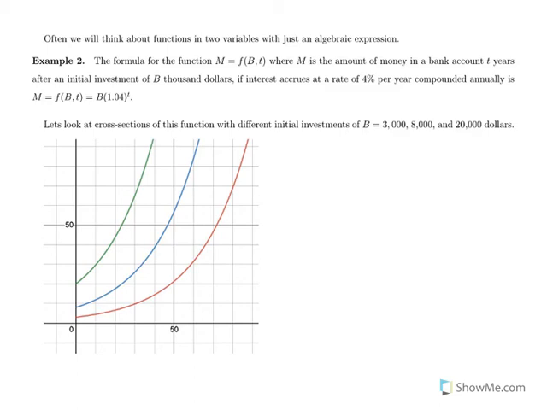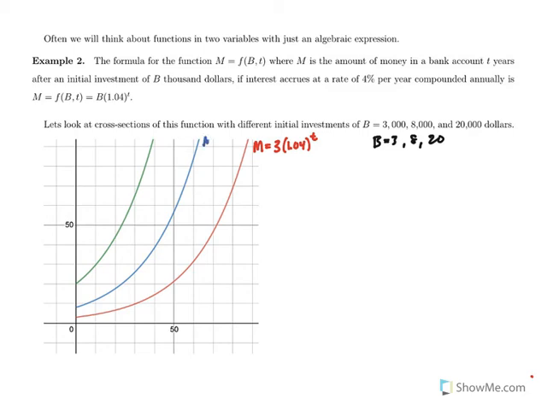So first we're going to look at cross sections with different initial investments. That's b equals $3,000, $8,000, and $20,000. Note that since b is given in thousands of dollars, this is the same as b equals 3, 8, and 20. So what these values represent, this red line here, is the function m is equal to 3 times 1.04 to the t, a function of one variable.